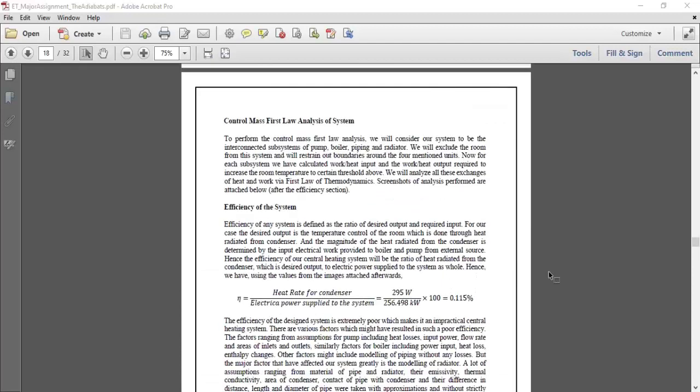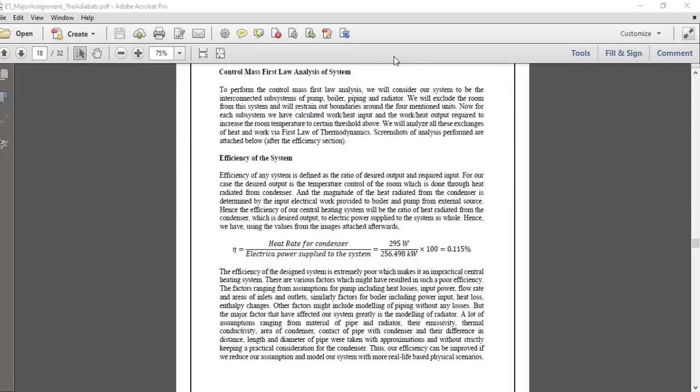Right, so this is it on my part, and the details of the calculation again can be found within the document. For now, I have only briefed and skimmed over them. So please feel free to go through the document for the details of our analysis. Now, Abdullah will continue with the control mass first law analysis of the system. Okay, so thank you, Essen.